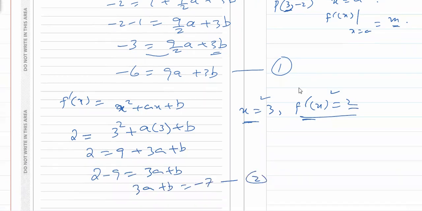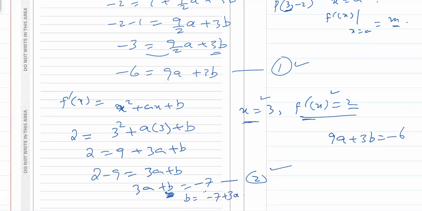Now solve equation number 1 and 2 simultaneously. I have two equations here. One is 9a plus 3b is equal to minus 6. The other one is 3a plus b is equal to minus 7. I can equate the coefficients by multiplying with 3, or what you can do, it will be better if you take the value of b from here. For example, b will be minus 7 plus 3a.